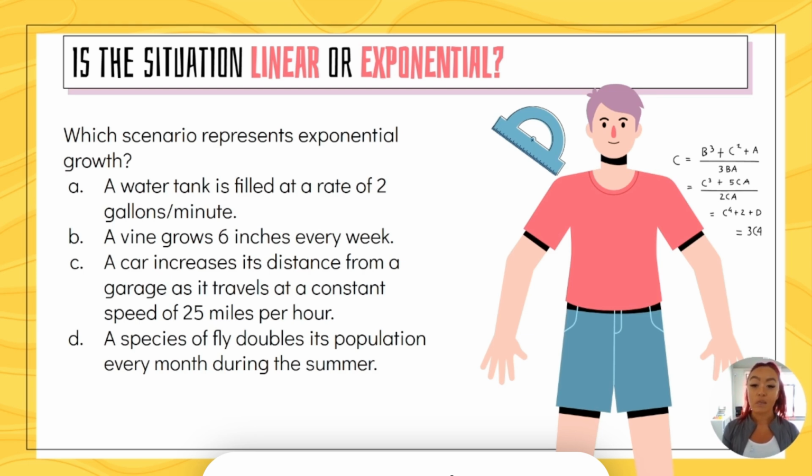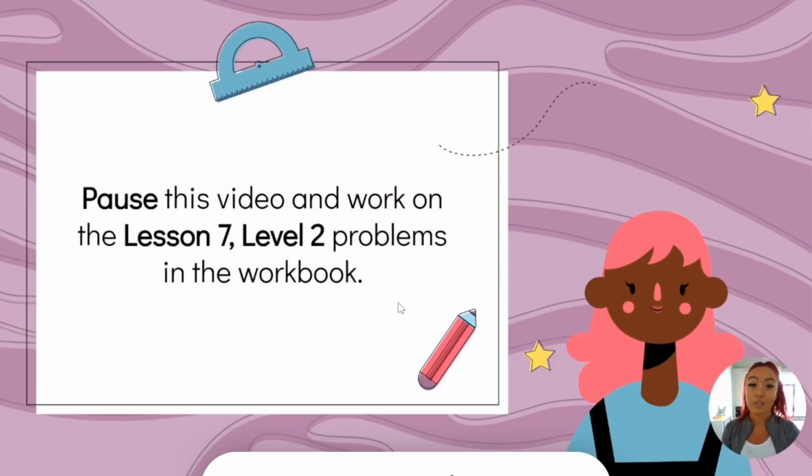And choice D says a species of fly doubles its population every month during the summer. So I'm seeing the word doubling, so I know doubling means exponential. So it has to be choice D. Please pause this video and work on the Lesson 7, Level 2 problems in the workbook.